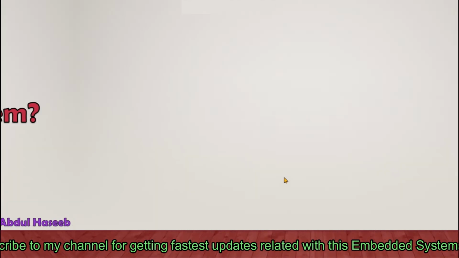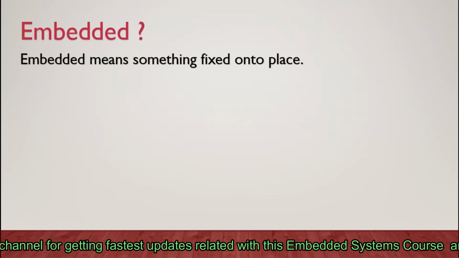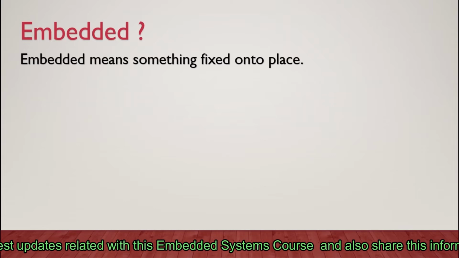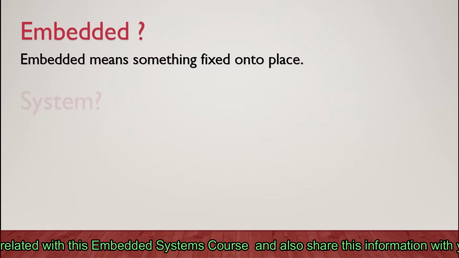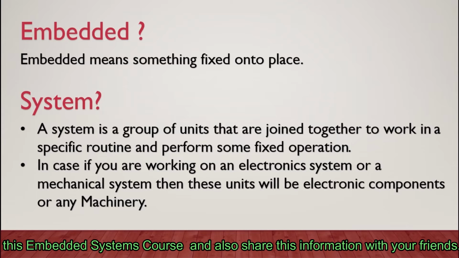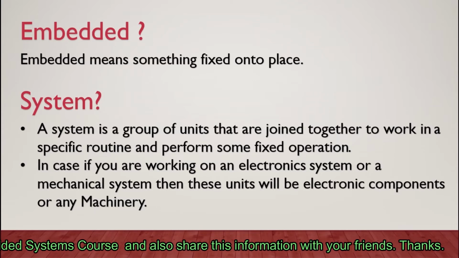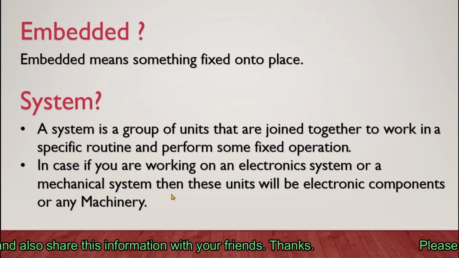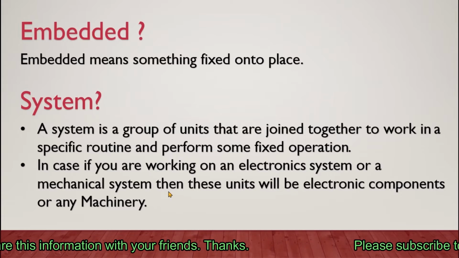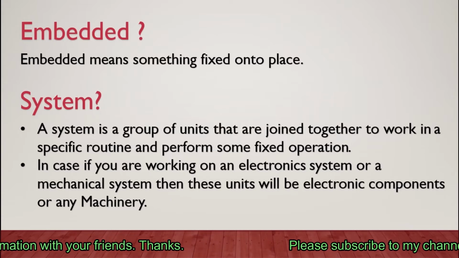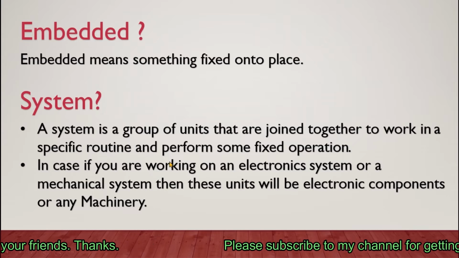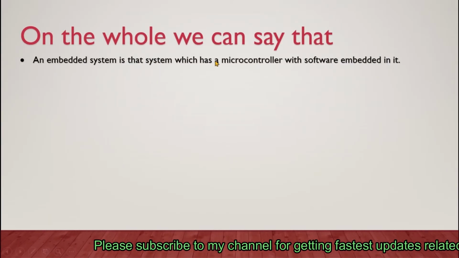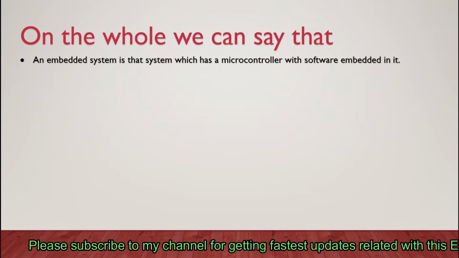What is an embedded system? We will break this into two words, embedded and system. Obviously, embedded means something fixed onto a place, and system is a group of components that work independently to serve a bigger purpose. In case you are working on an electronic system or a mechanical system, then these units will be electronic components or any machinery respectively. So commonly we can say that an embedded system is a system which has a microcontroller with a software embedded in it.